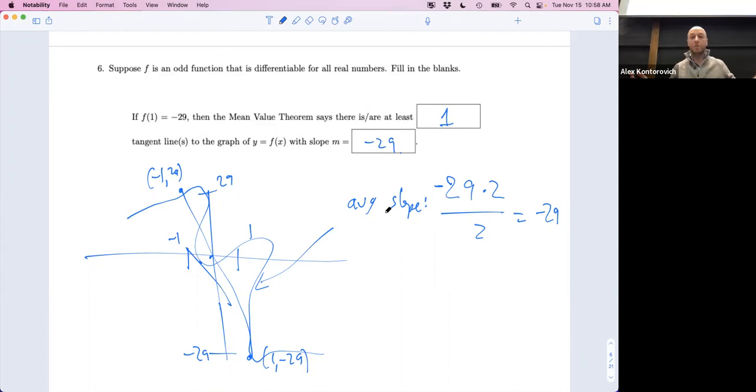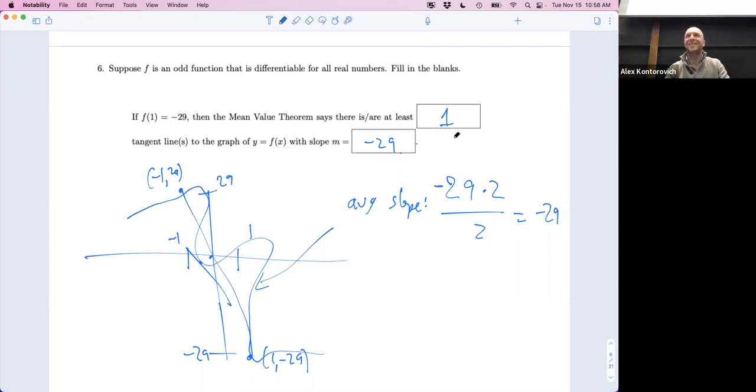We don't know anything else. Would the mean value theorem consider anything else? It wouldn't. Okay, does that make sense? If you had more points, then between each pair of them is a mean value theorem. Here we only have 2 points, so I don't know anything more.